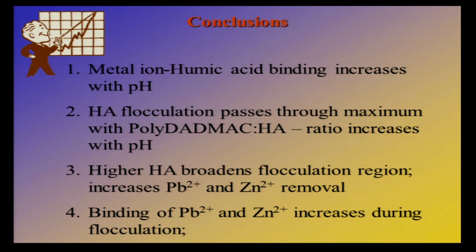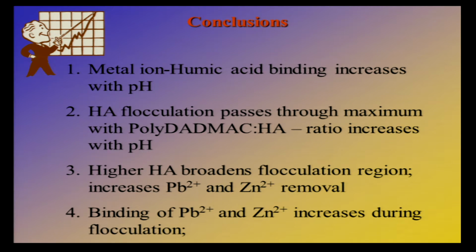Thirdly, we found actually that adding more humic acid tends to broaden the flocculation region. It makes it less sensitive to the conditions, and it also increases the amount of lead and zinc that we remove because we have more adsorption sites. So really, having a slightly higher humic acid is advantageous because it increases the removal of the ions, but it also allows us to have a less sensitive and more robust process.